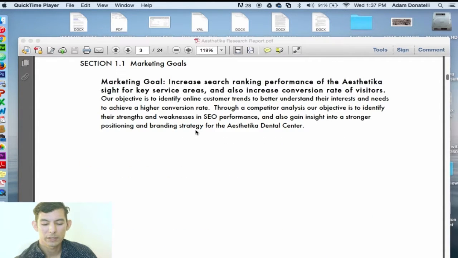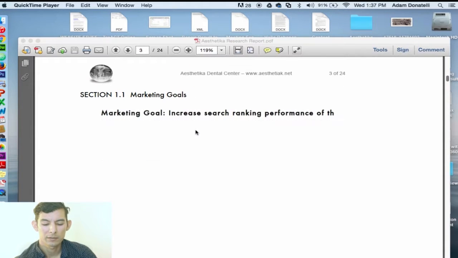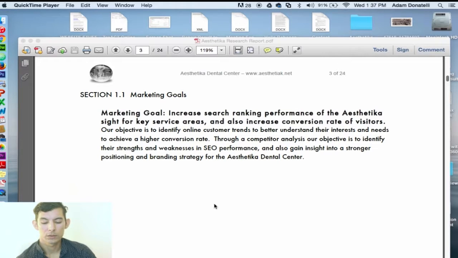Okay, so the goals here, and I'm not going to read every page, I'm just going to read a few lines here and there, but going over the goals here, what we're wanting to do is increase search ranking performance of the Aesthetica site for key service areas, and also increase conversion rate for visitors. Our objective is to identify online customer trends to better understand their interests and needs to achieve a higher conversion rate. Through a competitor analysis, our objective is to identify their strengths and weaknesses in SEO performance, and also gain insight into a stronger positioning and branding strategy for the Aesthetica Dental Center.